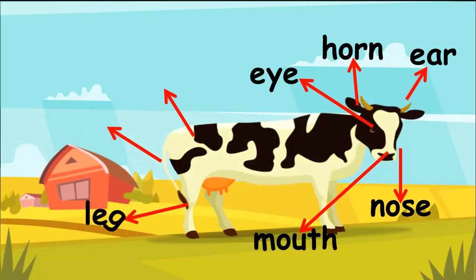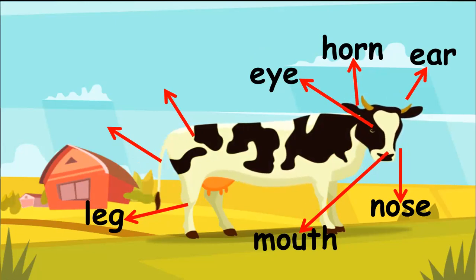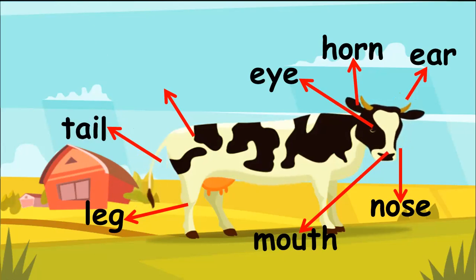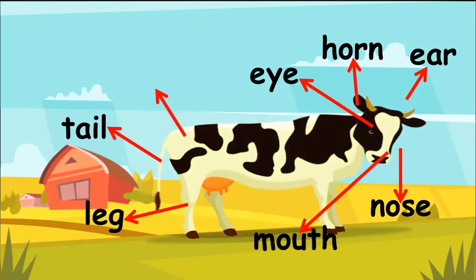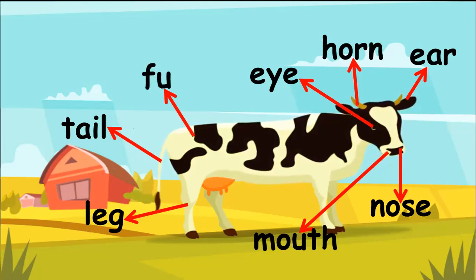Yes, it's a leg. Everybody say leg. Next, how about this one? What do you call the body part of this cow? We call it as tail. Everybody say tail. There you go. And the last body part of this cow is fur. Everybody say fur. That's right.